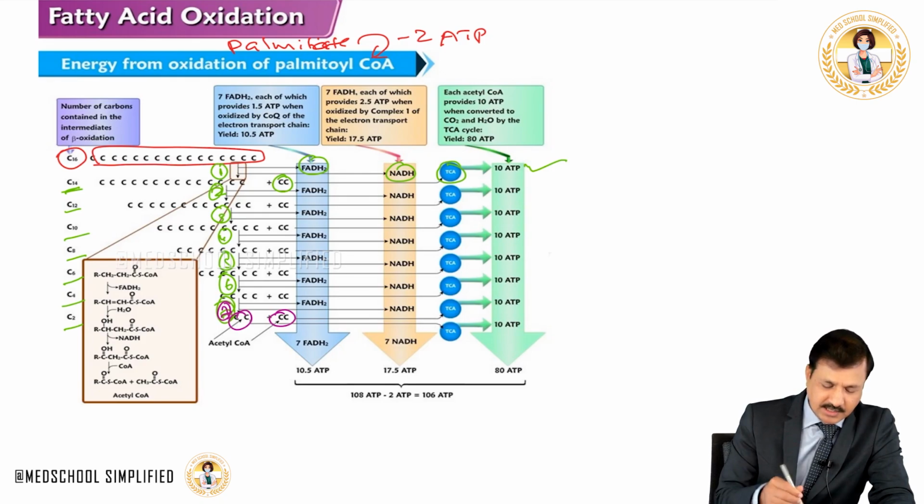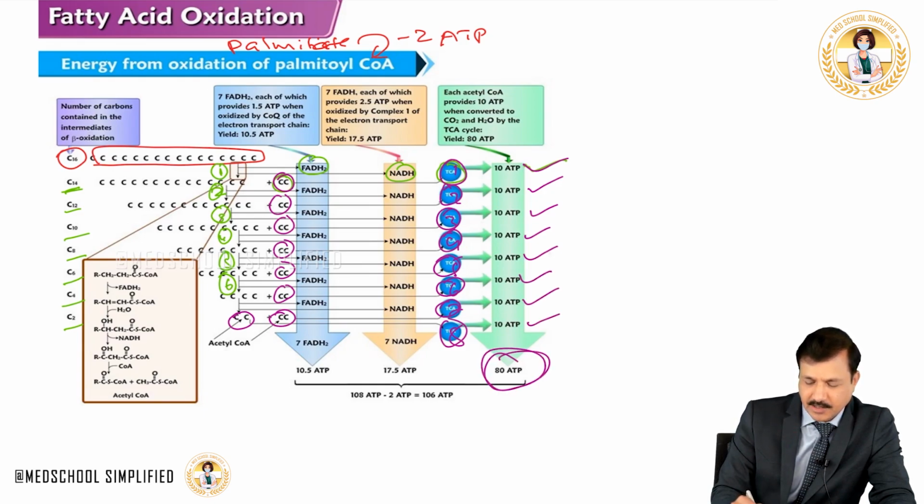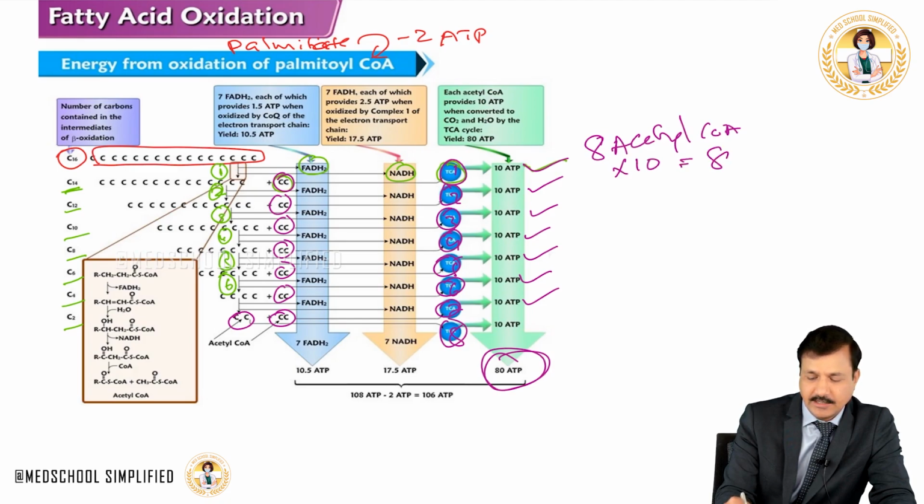So if you count the number of acetyl-CoAs there, I am going to mark acetyl-CoAs with the purple color. All these are 2 carbons, acetyl-CoAs. Total there are 8 acetyl-CoAs, meaning 8 TCA cycles. Number 1, 2, 3, 4, 5, 6, 7, 8. 8 TCA cycles means 8 times 10. So that is 80 ATPs, because each acetyl-CoA is 10 ATP, 8 acetyl-CoAs times 10 equals 80 ATP.